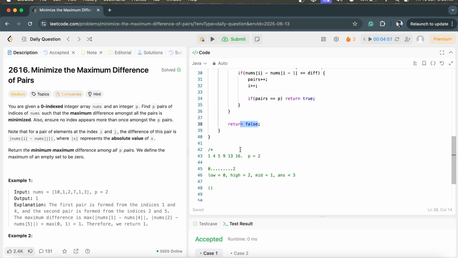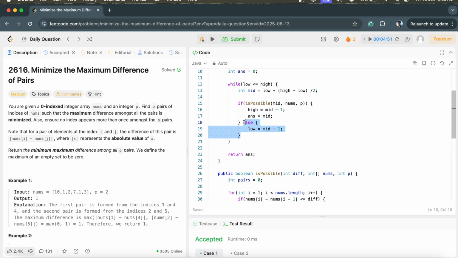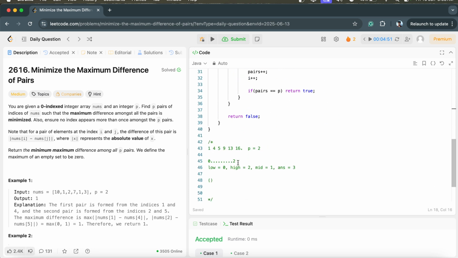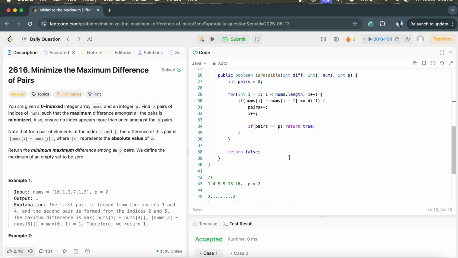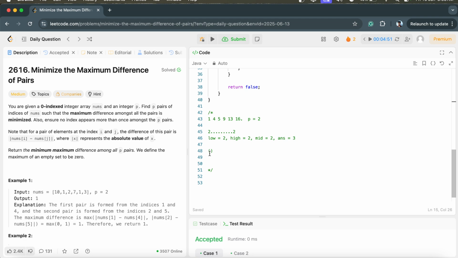Okay, the moment we return false, we enter the else case. So now what we do is low will point to mid plus 1. So low is 2, and high was also 2. The range is now from 2 to 2, so whatever mid we get is going to be 2, correct? 2 plus 2 divided by 2 is 2. The answer was 3, and it gets updated only if we find a possible answer. Okay, now we check whether 2 is the answer we are looking for, whether any pair gives us 2.